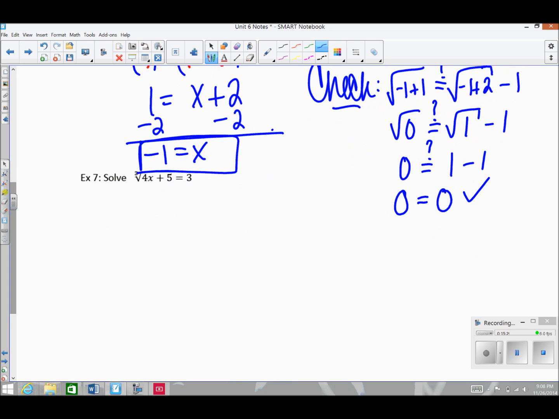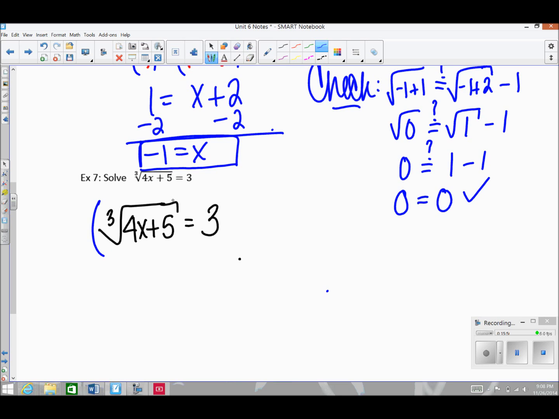And our last example here. So for the last example, we are going to look at a cube root problem. So now I have the cube root of 4x plus 5 equals 3, and what I need to do is undo a cube root. So the opposite of cube rooting something is cubing it. So I'm going to cube each side instead of squaring it. You would do the same thing if you had an expression with the fourth root. You need to undo the cube root, so you cube it.